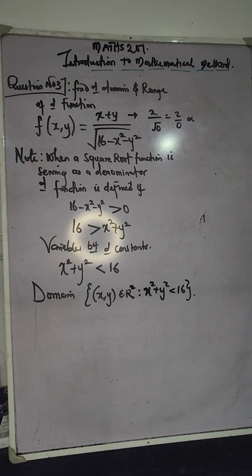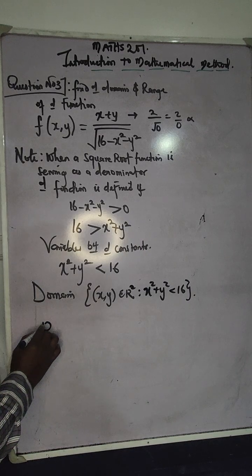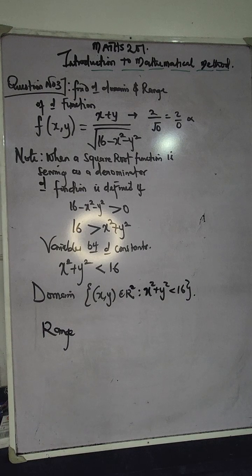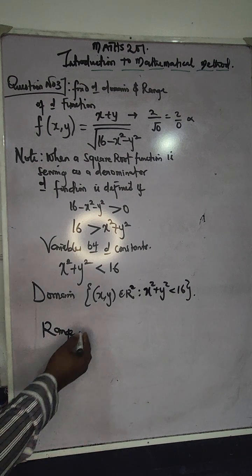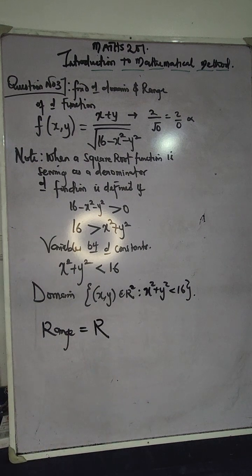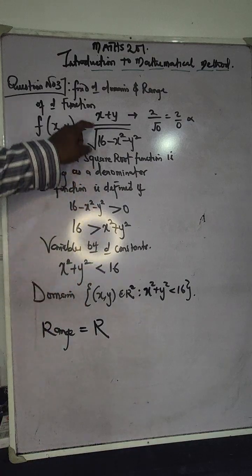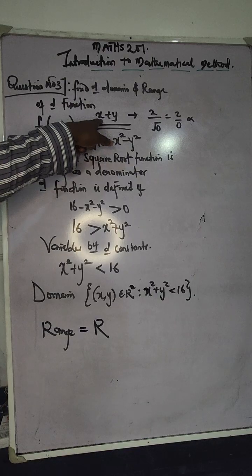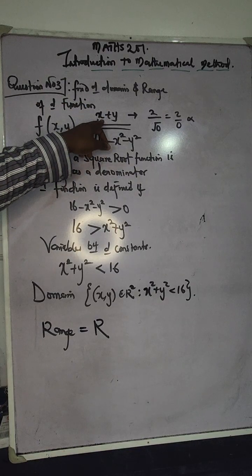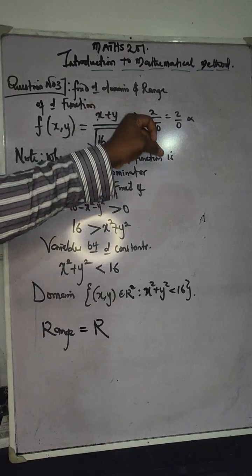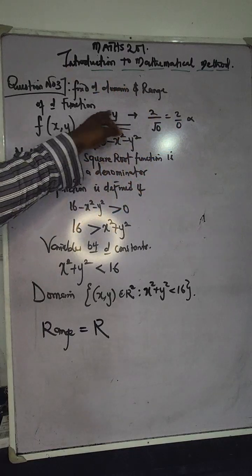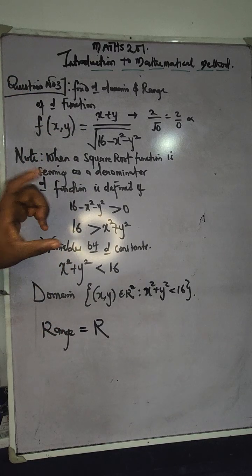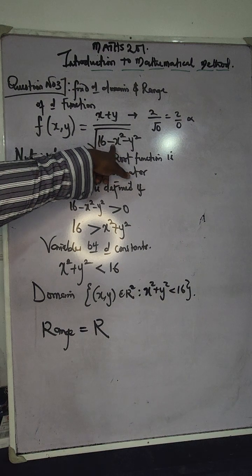So, having said that, what would we have as the range? The range of the function is all real numbers R. Why is it all real numbers R? You need to know that any number you slot in here will produce a value. If you slot in negative, you have a value. Slotting positive, x plus y, 10, 15, 20, 100, you have a value. The only stoppage you have is when you try to put a number greater than 16 here.